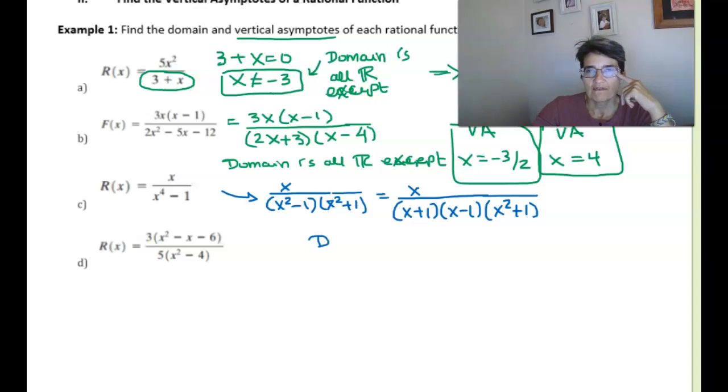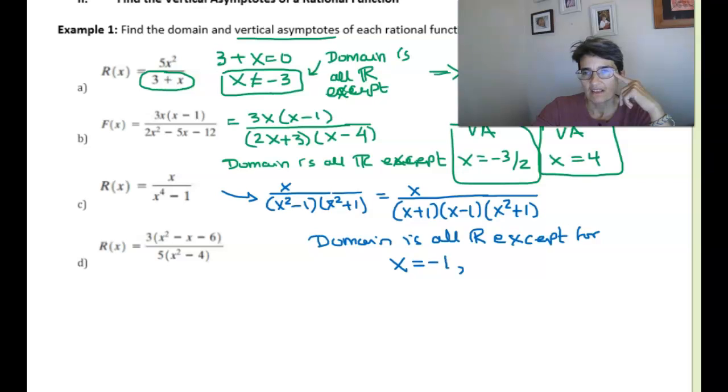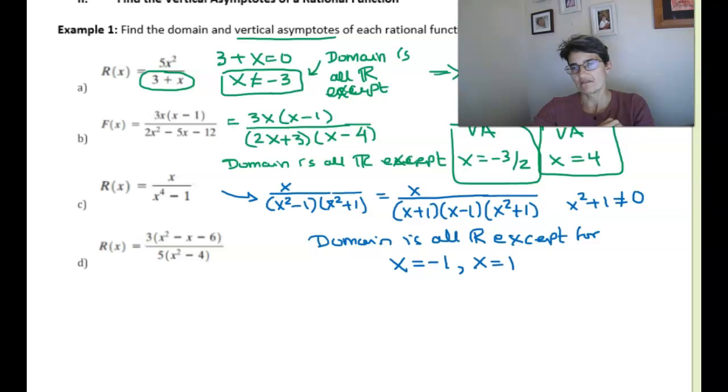Alright, so the domain is all real numbers except for x equals... we can see this is going to make the denominator 0 when x equals negative 1. This is also going to make the denominator 0 when x equals 1. And this one never makes the denominator 0 because x squared plus 1 is never equal to 0. X squared is a positive number. If you add 1 to it, it's going to be even more positive, and that's never going to be 0.